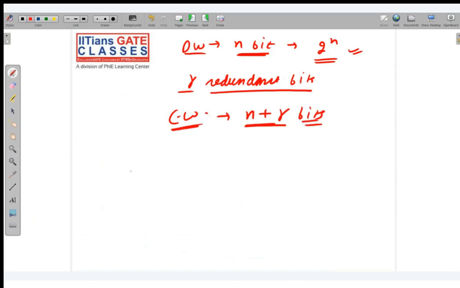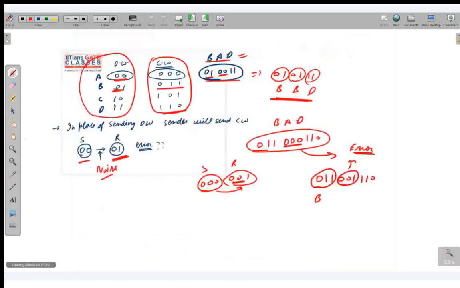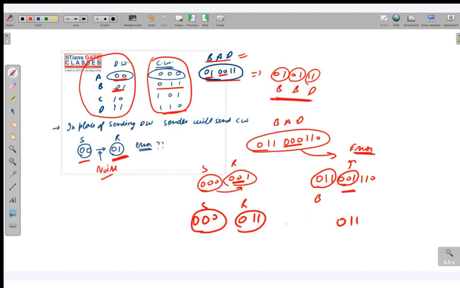Now there is a one-to-one correspondence. See this. The data words were 4 because of these two bits, so the code words are also 4, which are valid. The rest are invalid. Only if an invalid code word is received will you be able to detect the error. You may argue, sir, in place of 001, if it receives 011, then what will happen? Then I cannot detect the error. The sender has sent 000 and the receiver has received 011, then I cannot detect this error. It's as simple as that.